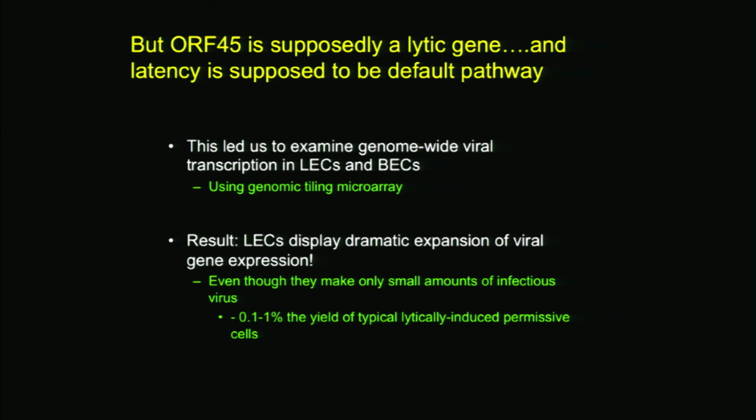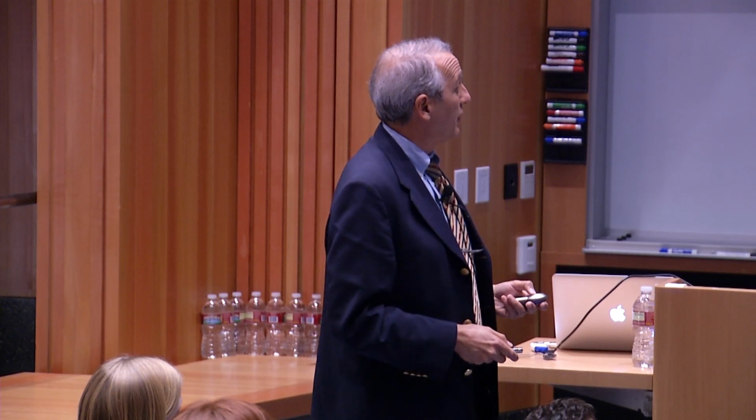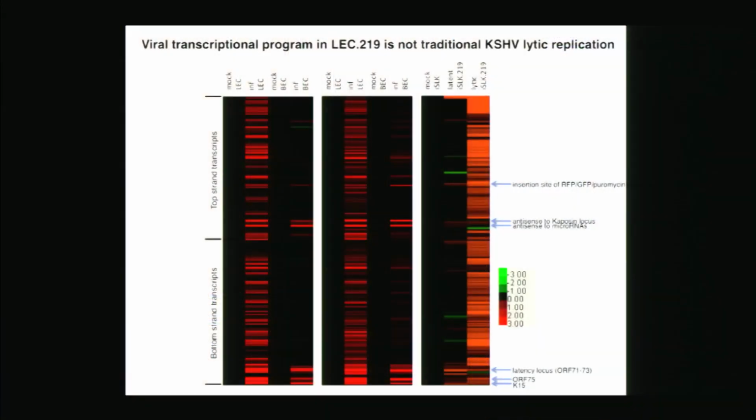And to get a better feel for that, we carried out an analysis of the entire viral transcriptome using a tiling array that tiles across the entire viral genome. And when we did that, we got a very striking result, which is shown here. So this is a little complicated, but along the horizontal plane are individual oligos that represent the entire viral genome. They're single-stranded oligos, so the Watson strand is shown on top and the Crick strand is shown on the bottom.